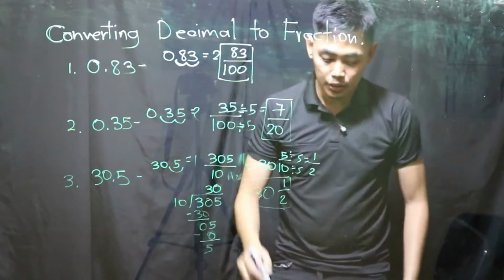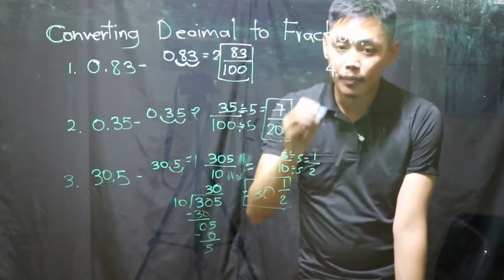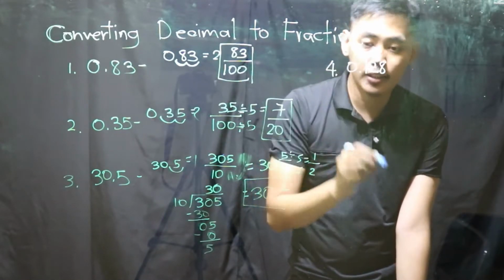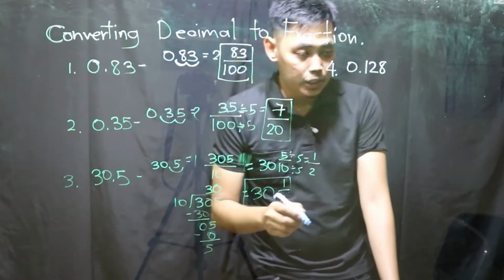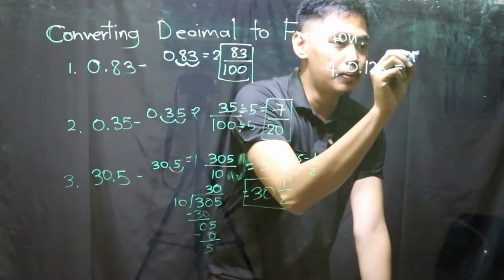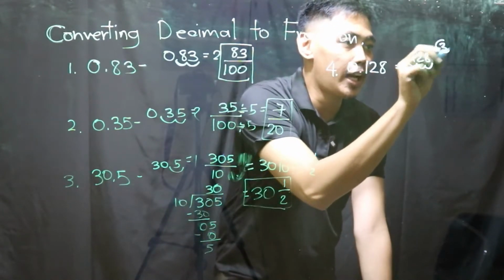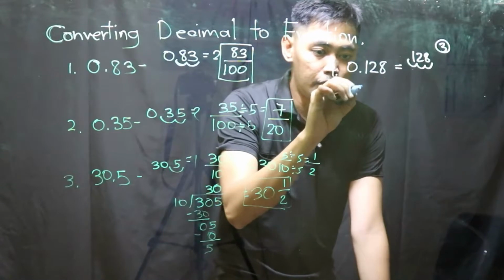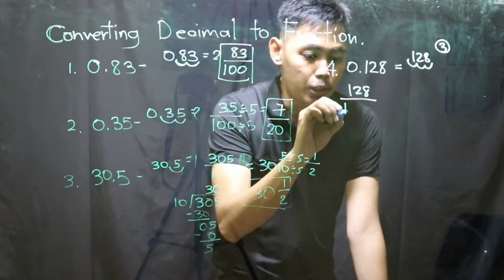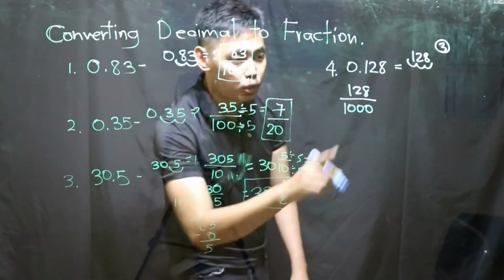Okay? So let's have more examples here. So number 4. Let's try 0.128. Let's change this one to a fraction. So, let's move the decimal point. 128. So, 1, 2, 3. So, we move the decimal point 3 times, right? So, 128 over, and then since we moved the decimal point 3 times, we'll say 1, 0, 0, 0. Okay? Take three zeros.